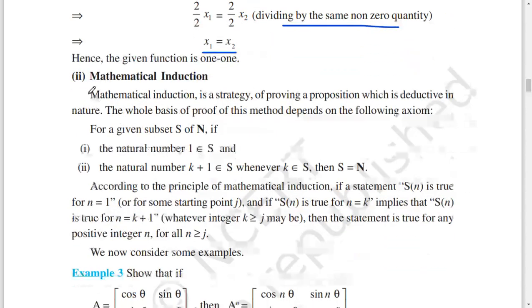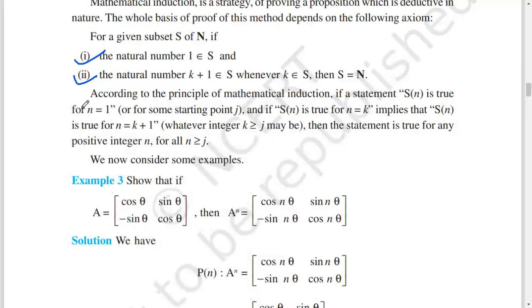2. Mathematical induction. Mathematical induction is a strategy of proving a proposition which is deductive in nature. The whole basis of proof of this method depends on the following axiom. For a given subset S of N, if 1. the natural number 1 belongs to S and 2. the natural number k+1 belongs to S whenever k belongs to S, then S = N.